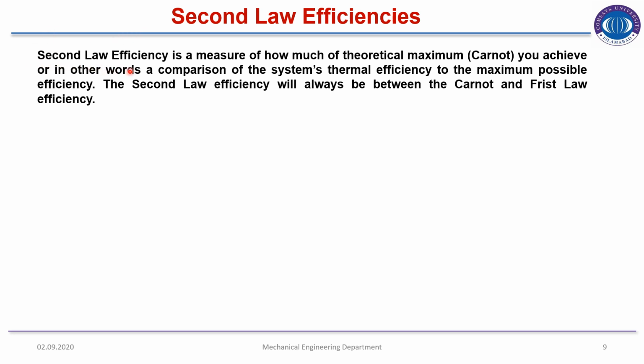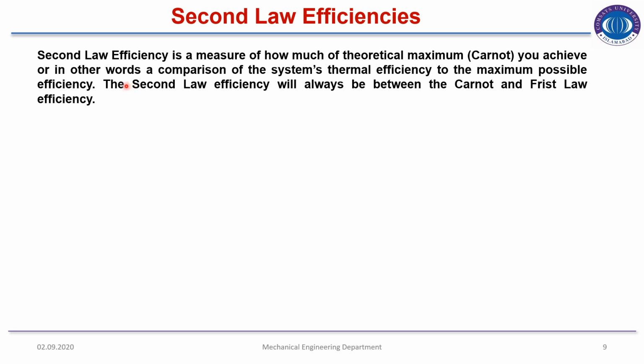So second law efficiency is a measure of how much of the theoretical maximum Carnot efficiency you can achieve, or in other words, a comparison of the system thermal efficiency to the maximum possible efficiency.